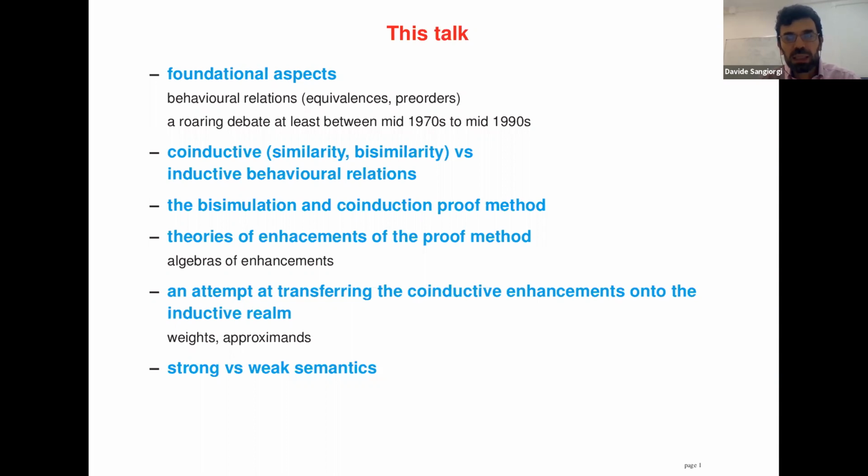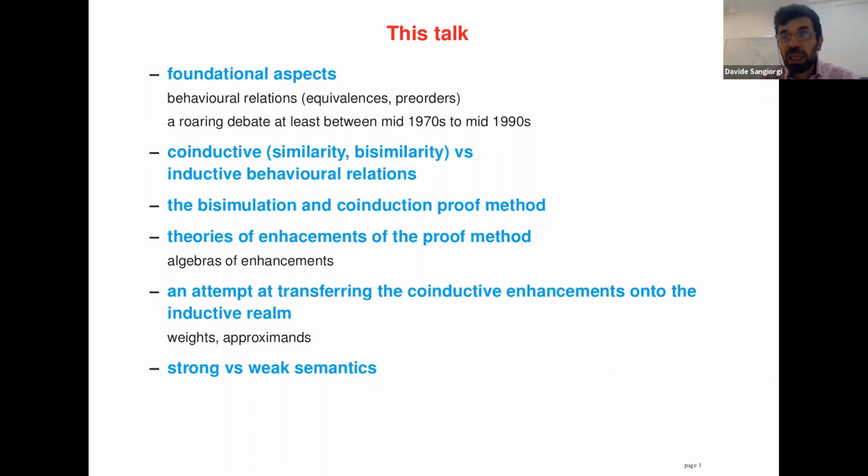For the coinductive ones, something that is particularly prominent is the proof method, the bisimulation or the coinduction proof method, something that stems directly from the definition of a coinductive object, and is something that makes proof particularly effective, something that is simple, elegant, and also mathematically very robust. And furthermore, this method can be enhanced. So over the past 25 years or so, theories of enhancements have been produced, some of them with an algebraic flavor. And with these enhancements, proofs can sometimes be much simpler.